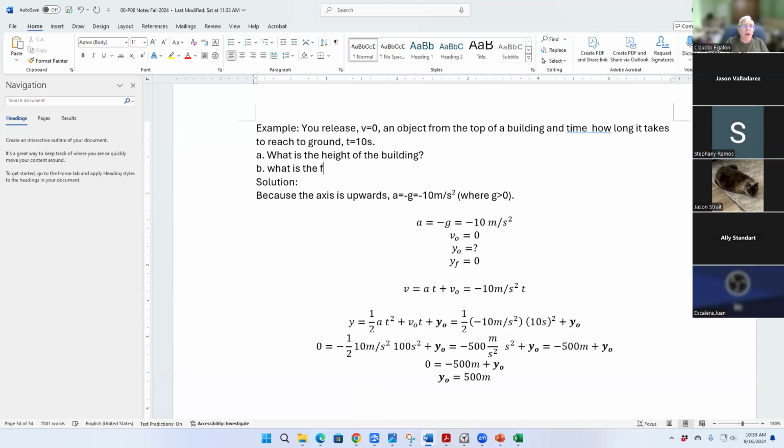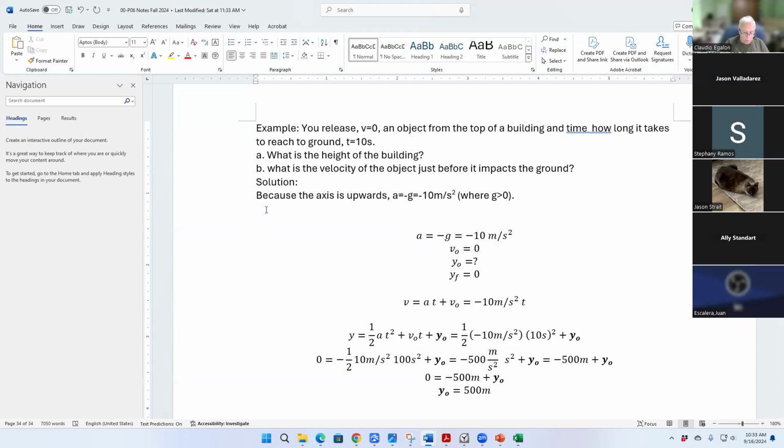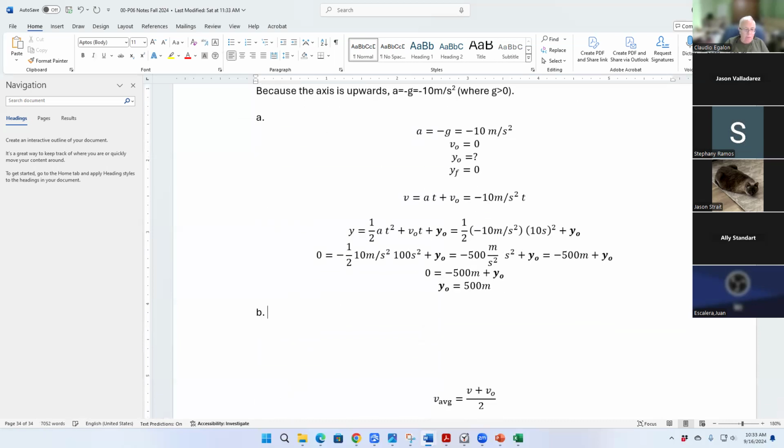What is the velocity of the object just before it impacts the ground? Okay, so here goes. And now we can use this equation here. Remember, I'm asking the velocity, I'm not asking the speed, right? B. To find the velocity, all you have to do is use this equation here. Substitute for t equal to 10 seconds.